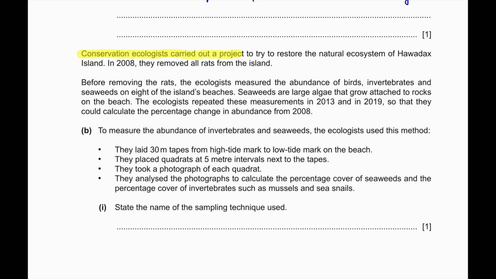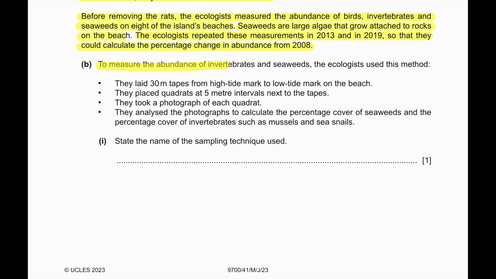Conservation ecologists carried out a project to try to restore the natural ecosystem of Hawadax Island. In 2008, they removed all rats from the island. Before removing the rats, the ecologists measured the abundance of birds, invertebrates, and seaweeds on 8 of the island's beaches. Seaweeds are large algae that grow attached to rocks on the beach. The ecologists repeated the measurements in 2013 and in 2019 so that they could calculate the percentage change in the abundance from 2008. To measure the abundance of invertebrates and seaweeds, the ecologists used this method.